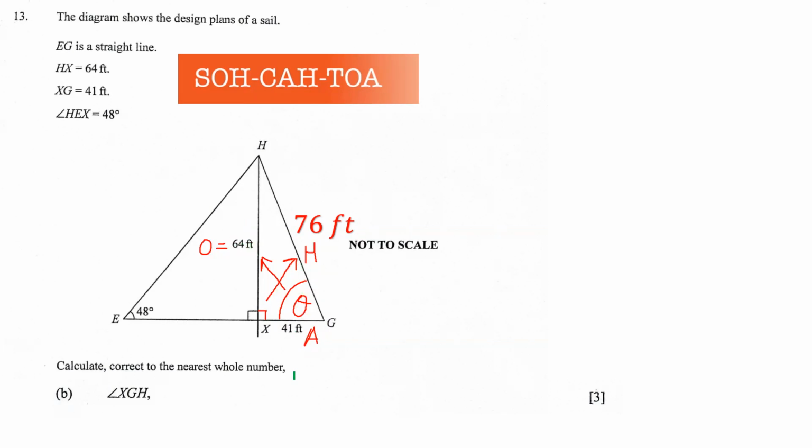And so which one of these could we use? Sine, cosine, or tangent? Well, we could use any one. This is SOHCAHTOA. S for sine. Sine theta is going to be the opposite divided by the hypotenuse. Cosine is going to be the adjacent divided by the hypotenuse. And tangent is going to be the opposite divided by the adjacent. Now, for this one, we could use any one of these trig ratios. I'm going to choose to use tangent, which is the opposite divided by the adjacent.